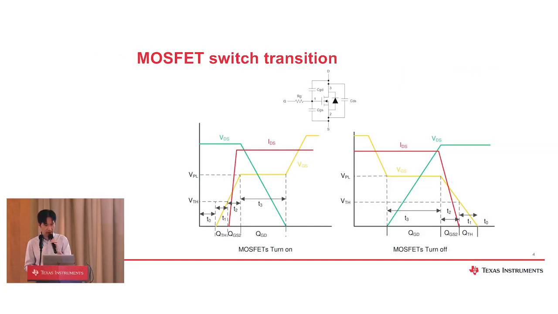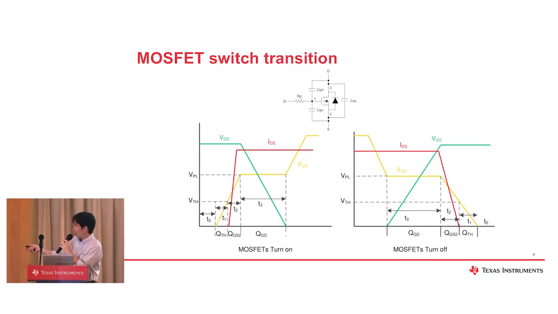Okay, so before we move to the detail of the TI GaN IPM, let's discuss a bit about the MOSFET switch transition here. So this is the simplified schematic symbol of the gate. We have VGS, VDS, and also the IDS. So basically, on the left-hand side is the MOSFET turn on timing, and on the right-hand side is the turn off.